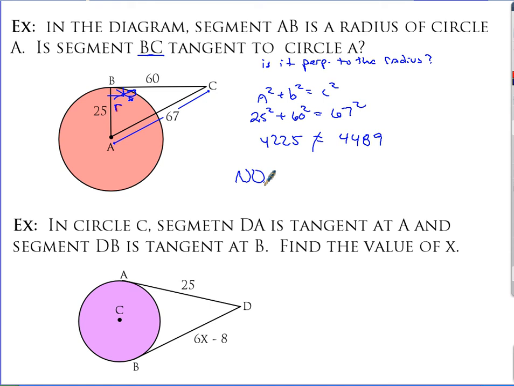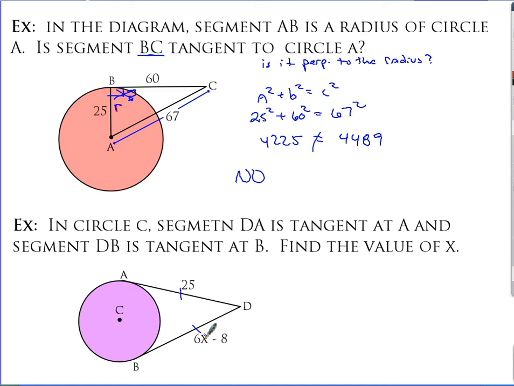Next question, in this circle, segment DA is tangent. So D to A is a tangent. And segment D to B is tangent. So these are both tangent. Find the value of x. If those are both tangent, what does that mean? What's our theorem tell us? These two pieces are congruent. So how do we solve for x?